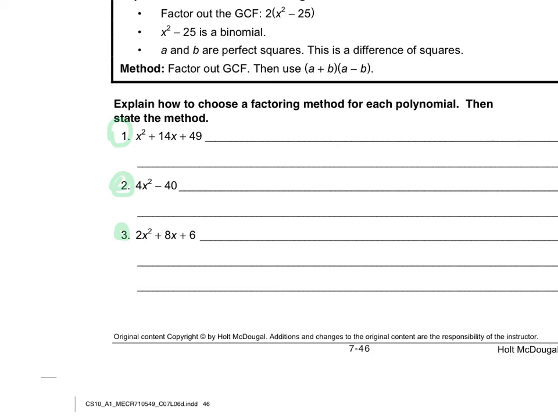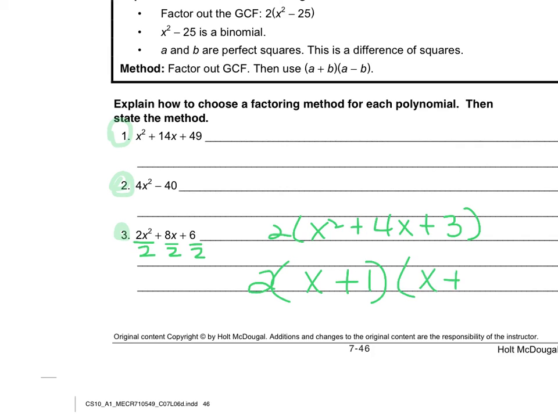Okay. All right, so here I'm going to divide by 2. That's my greatest common factor. And then I'm left with x squared plus 4x plus 3. I am looking for the factors of positive 3 that will give me 4. And that's going to be 3 times 1 and 3 plus 1. So I will factor it into x plus 1, x plus 3. And the GCF gets written outside. Do not forget to put that GCF outside.